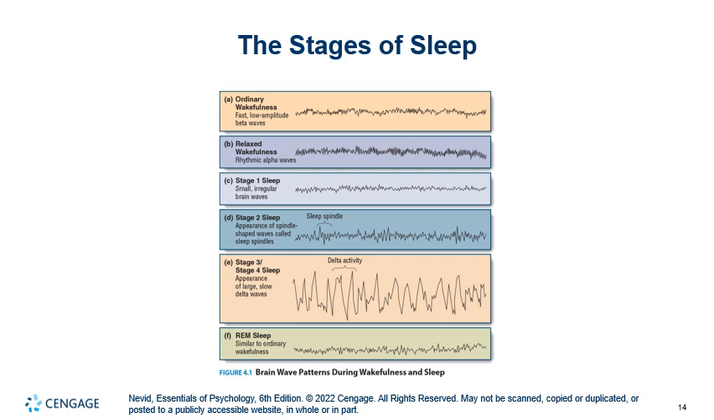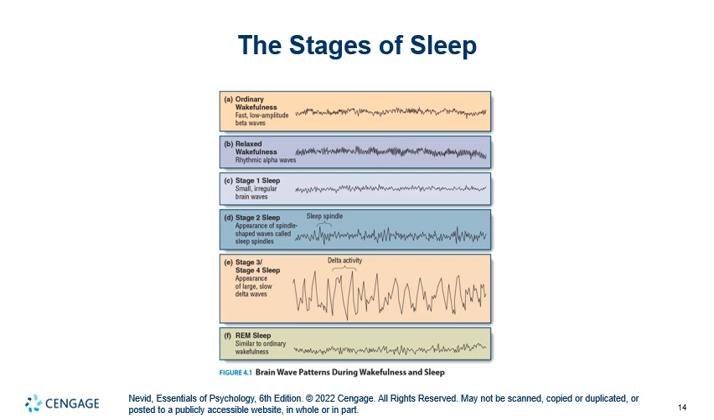Now, in stage 2, the theta waves, sleep spindles, and K complexes are predominant. Sleep spindles are rapid bursts of high-frequency brain waves that may be important for learning and memory. K complexes are high-amplitude patterns of brain activity that may occur in response to environmental stimuli.